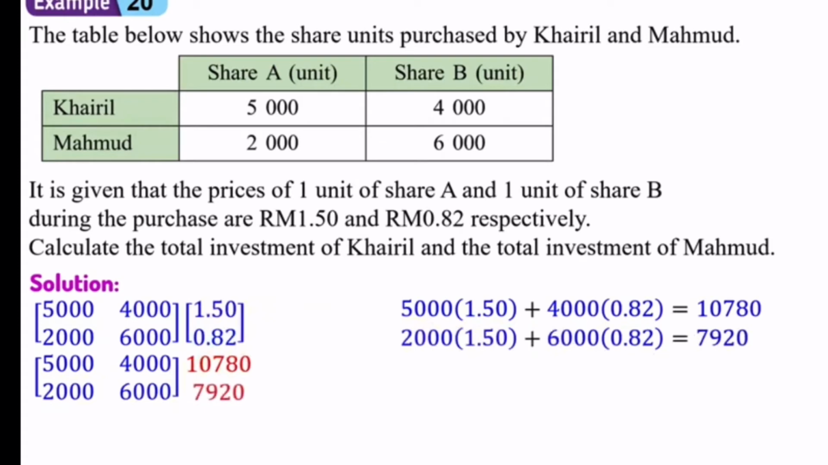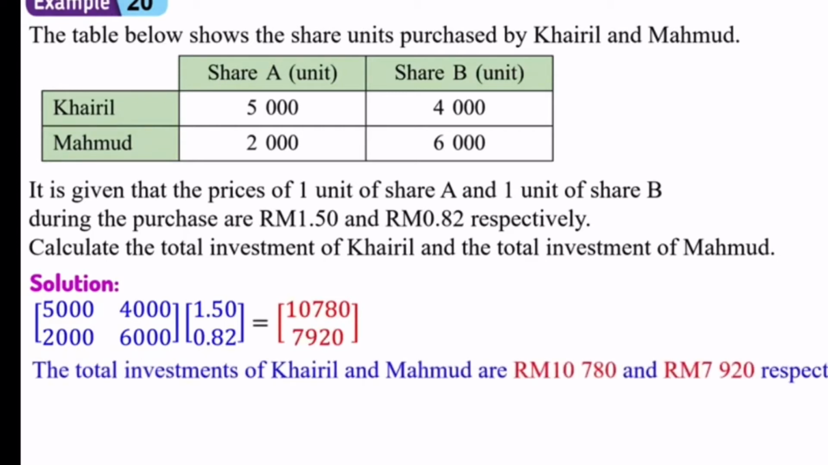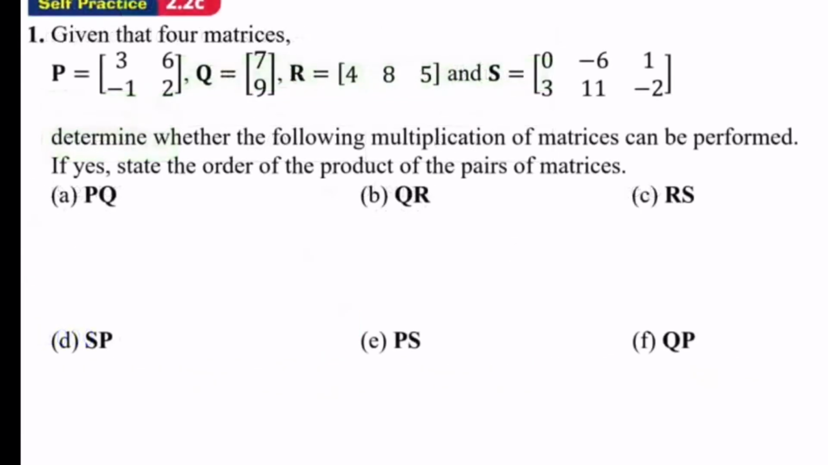So we will multiply the matrix with the price. Okay, so let's write down, converting the table into a matrix, which is 5,000, 4,000, and then 2,000 and 6,000, the number of units. Then we multiply with the price for the corresponding share, and we get the answer. Alright, so let's see this one. We're going to solve the exercise.